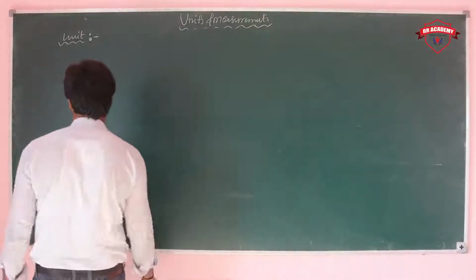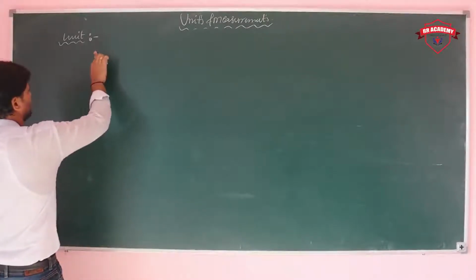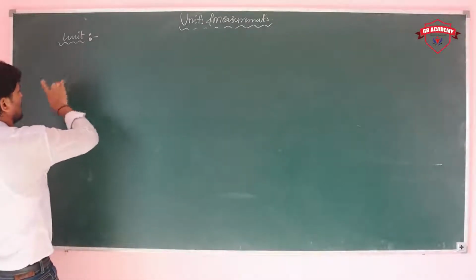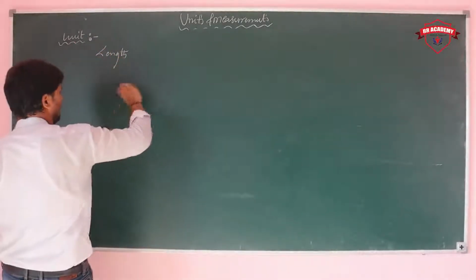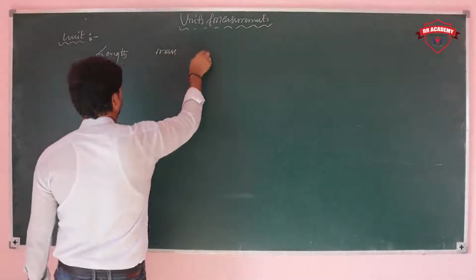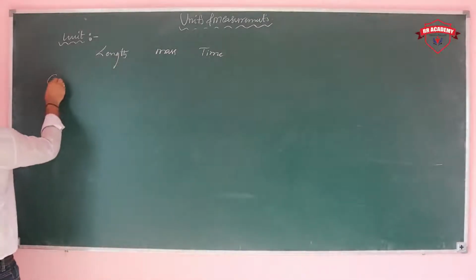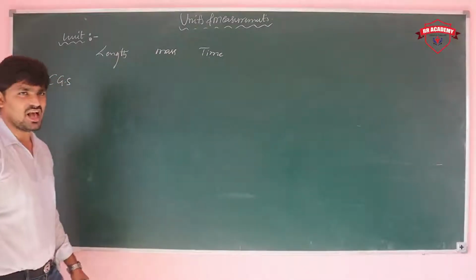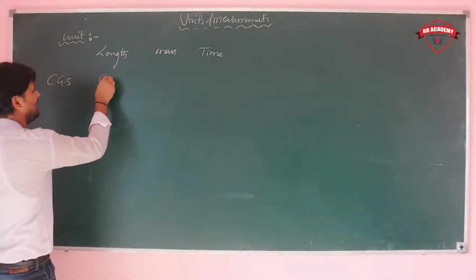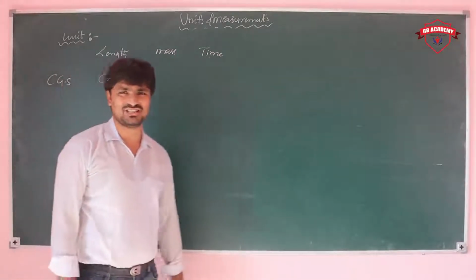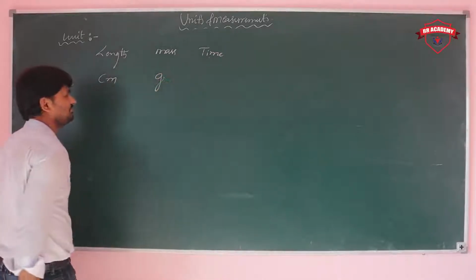First of all, I am taking here mass, length, and time. And here I am using the systems. First system is the CGS system. C stands for centi, so in length we are measuring in centimeters. That's why C stands for centi. Mass, G stands for gram.